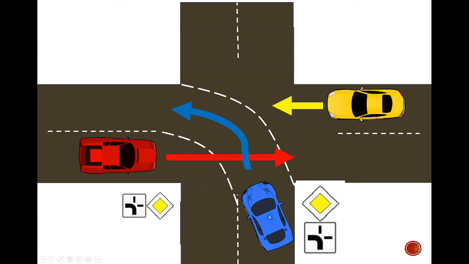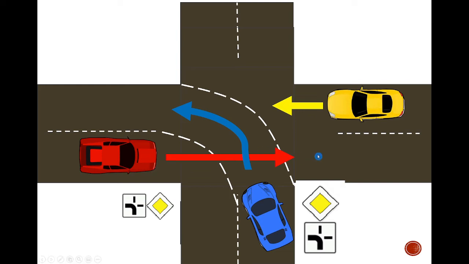Now between the blue car and the red car, just notice the direction that they are heading. The blue car is going to continue through the priority road, whereas the red car wants to leave the priority road. So in this case, the blue car has priority over the red car because the blue car is going to continue through the priority road, whereas the red car wants to leave it. And in any case, the yellow car will have to wait for the blue car and the red car to pass before it can come into the priority road.